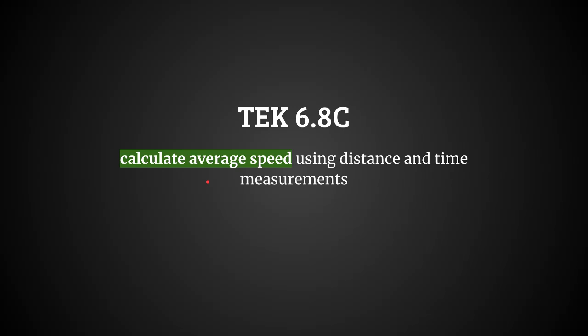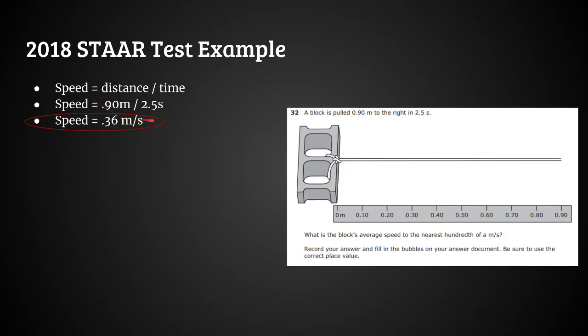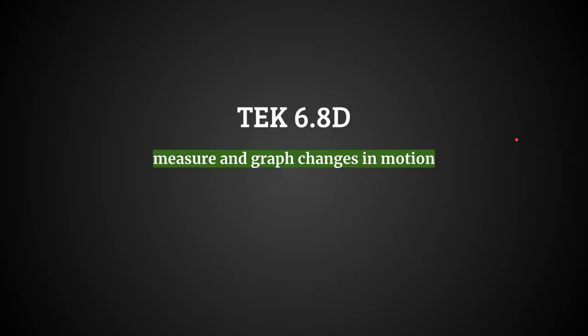Calculating average speed. Okay, so speed is equal to distance over time. We see here that it's asking us to find the speed of this block being dragged. It says that it's 0.9 meters to the right in 2.5 seconds. So we just divide the 0.90 by the 2.5 seconds, and we get 0.36 meters per second as our speed.